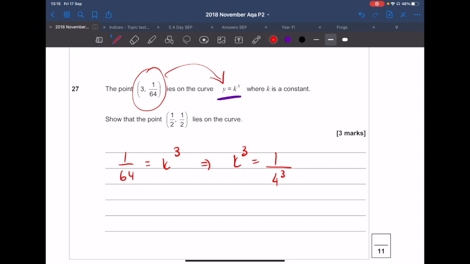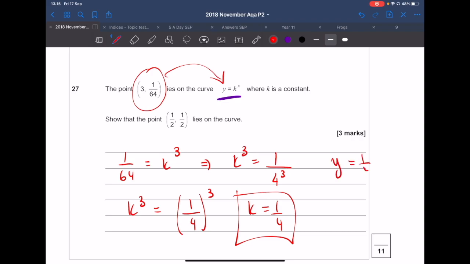So therefore, we could have this as k to the power of 3 equals 1/4 to the power of 3. Because remember, 1 cubed is the number 1. So that means that k must be equal to 1/4. So if k is 1/4, let's sub into this equation again. So our expression, by the way, is y equals 1/4 to the power of x. So we're going to have 1/2 equals 1/4 to the power of 1/2.